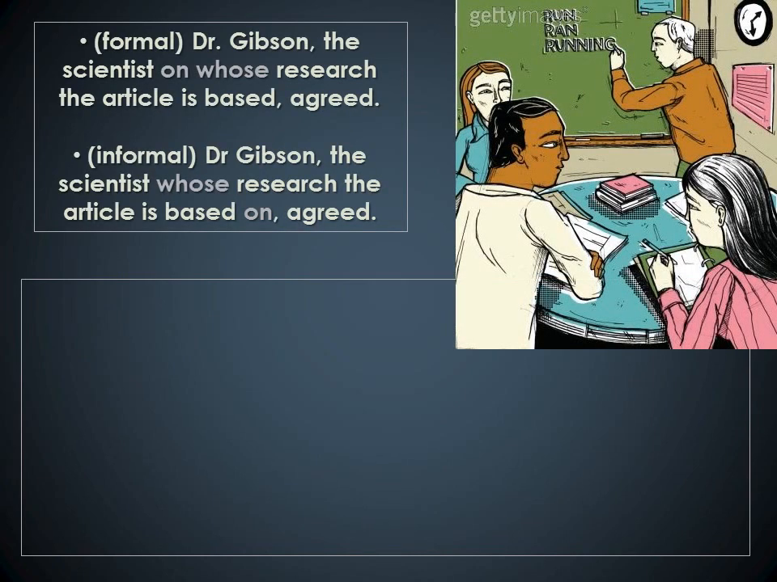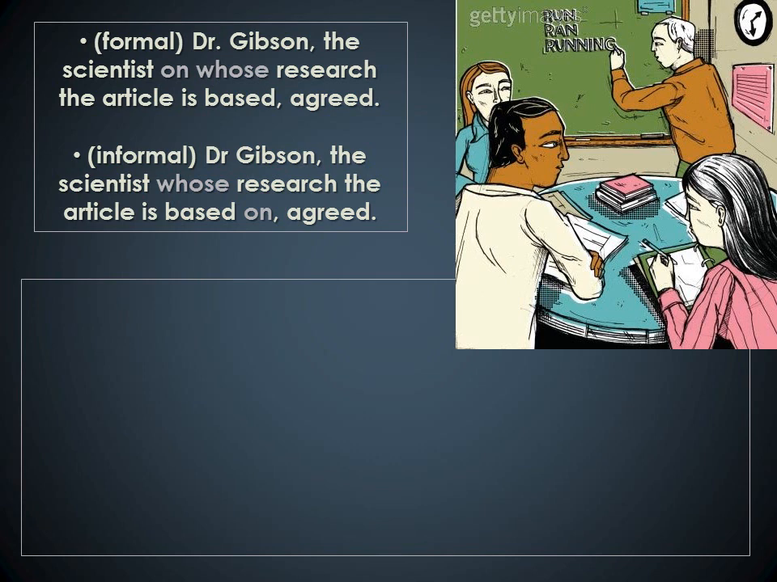More examples for you. Dr. Gibson, the scientist on whose research the article is based, agreed. Remember, based on, dependent preposition. The informal way: Dr. Gibson, the scientist whose research the article is based on, agreed. Yeah, food for thought, guys. Food for thought.